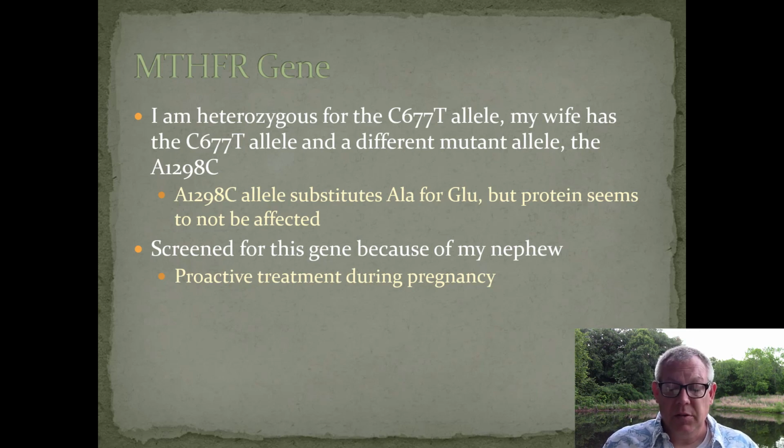Because we knew that this was a possibility, I got tested, my wife got tested. Turns out I'm heterozygous for this allele, which would make sense, since my sister's got 2 copies. It's very likely that we at least have 1 copy in common. My wife also has this allele, and then she has a different mutant allele, the A1298C. That one also causes a substitution, but the protein does not seem to be affected, right? So you see we got the gamut here. You've got the substitution that causes a change in the amino acid, which causes the enzyme to not work very well. And then you've got a different allele with a different substitution that also causes a substitution in the amino acids, but the protein is fine. So it's a great example of what we've been talking about.